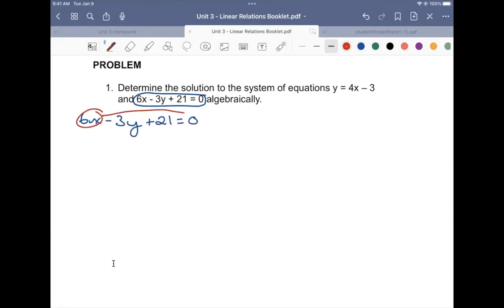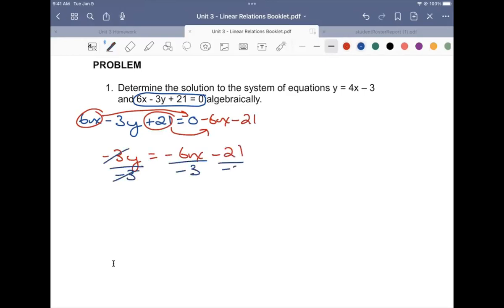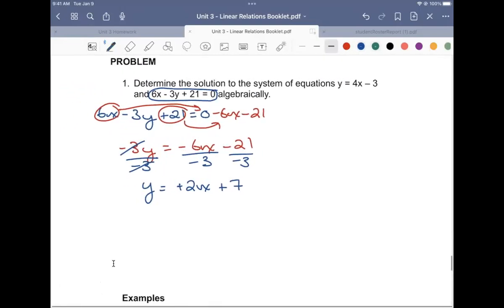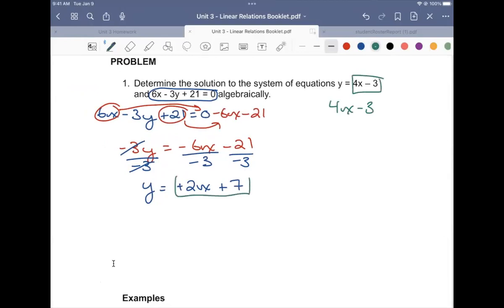When I do this, I'm going to bring my 6 over, becomes negative 6x, bring my 21 over, becomes negative 21, so I will get 3y is equal to negative 6x minus 21. I'm then going to divide both sides by negative 3. And that is going to give me y is equal to positive 2x plus 7. Awesome. Now I can go ahead and start my steps of 4x minus 3 is equal to 2x plus 7.